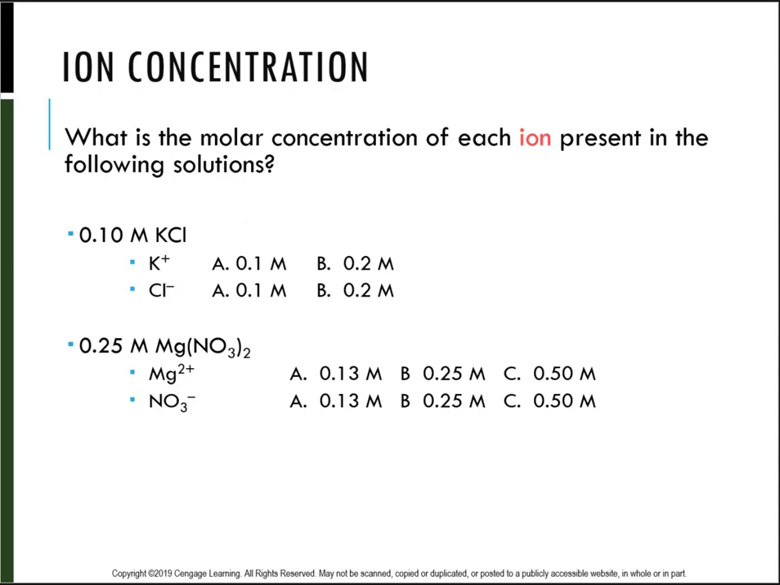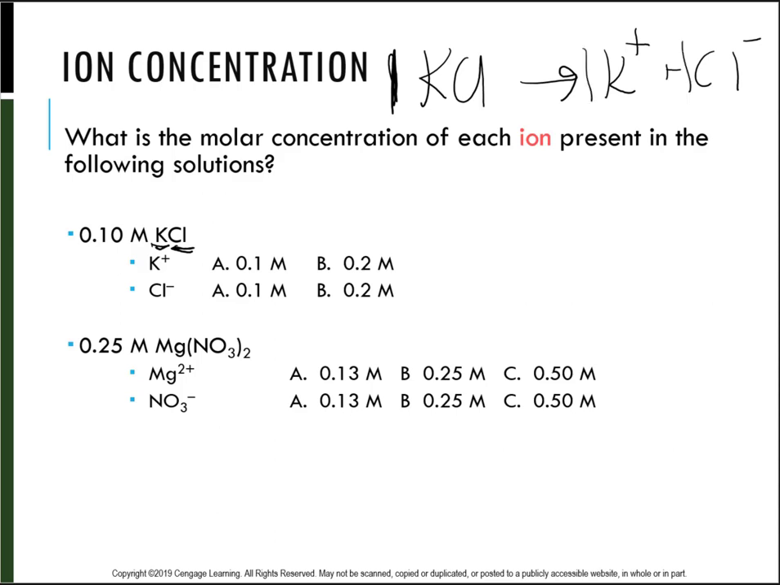So let's look at this. What's the concentration of each ion present? If I have 0.1 molar of KCl, what's the concentration of K and what's the concentration of Cl? Well, for every 1 KCl, there's 1 K and there's 1 Cl. So these are all 1 to 1 to 1 ratios. So whatever my concentration of KCl is, it's going to be the concentration of K and it's going to be the concentration of Cl because it's all 1 to 1.